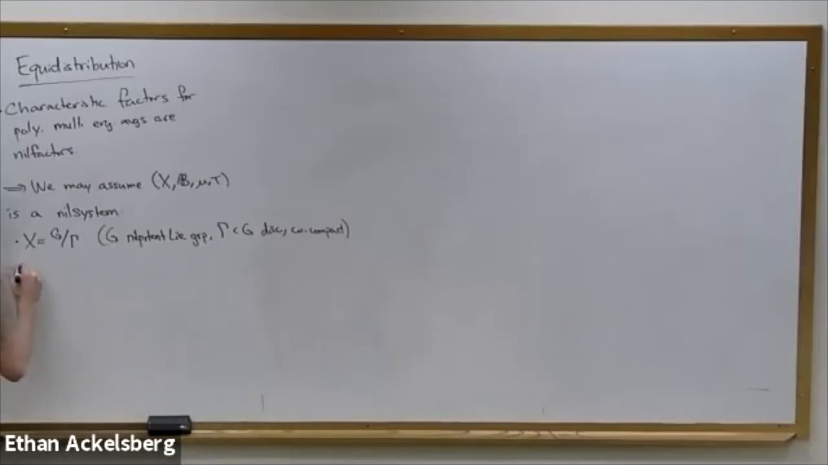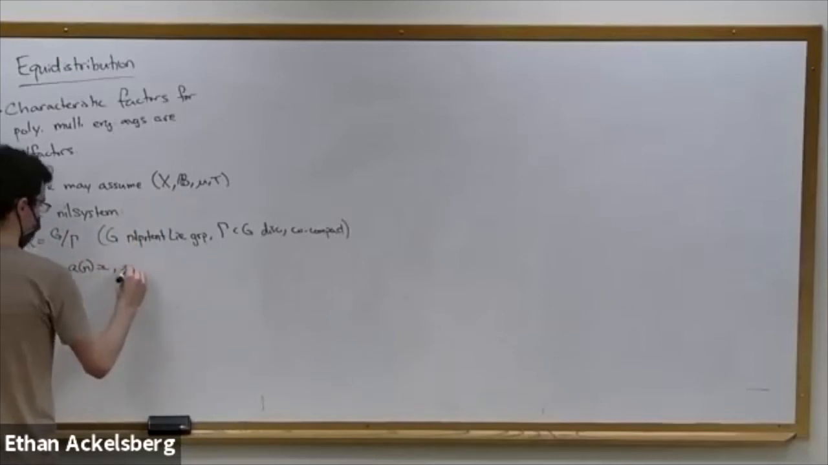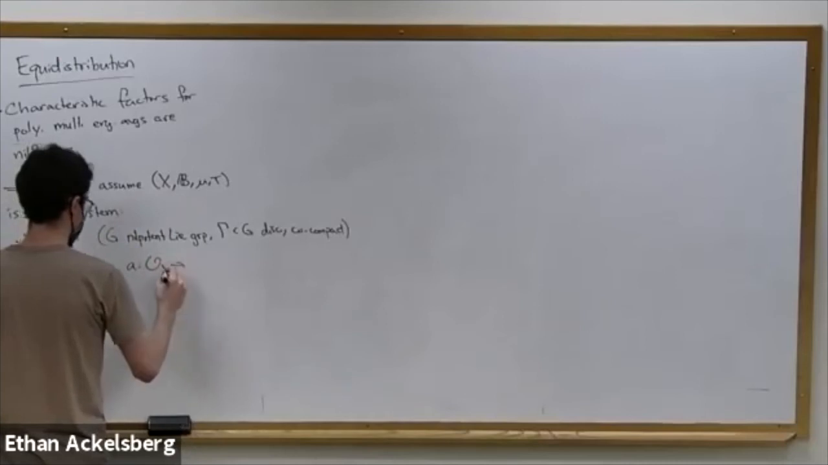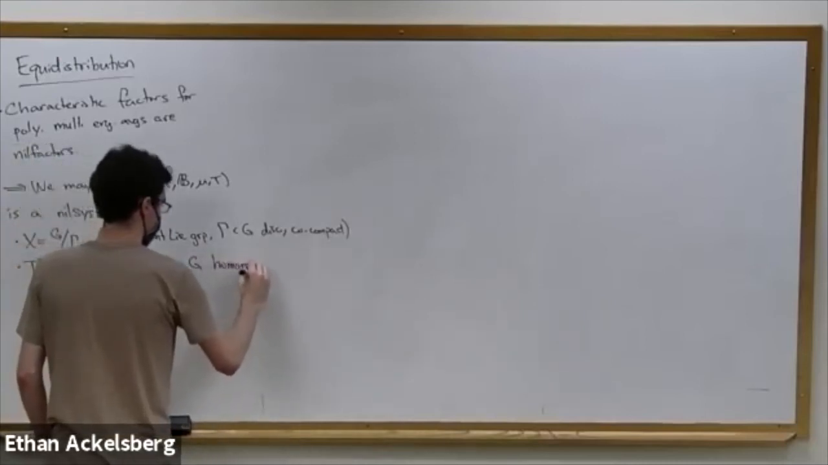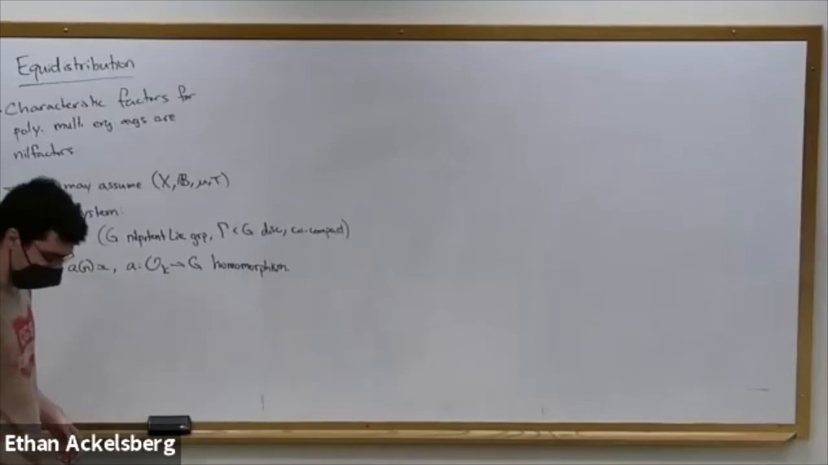And then T, so B is then Borel sets, mu is the Haar measure projected down to this group, and T to the n x is this, where a is some homomorphism from the ring of integers to your group G. So it acts on your space by just some translations.